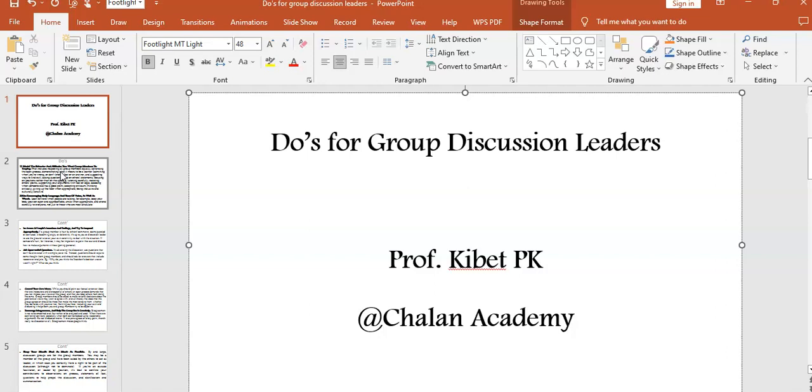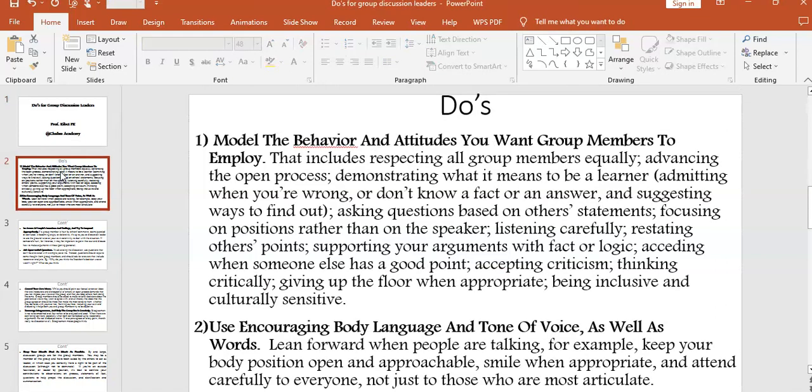Have you ever led a discussion group, which can be a university class discussion group, which can be done inside the classroom or outside? These are the do's. This is what you are supposed to do when you are a leader of a discussion group.